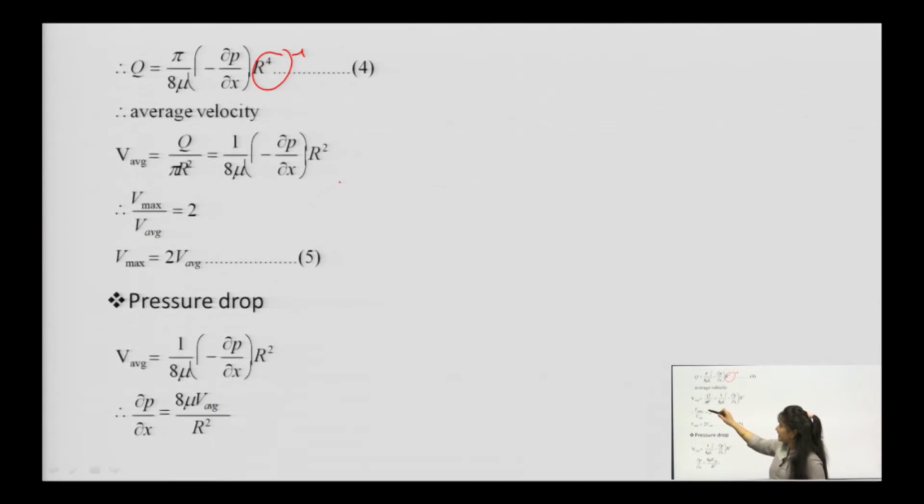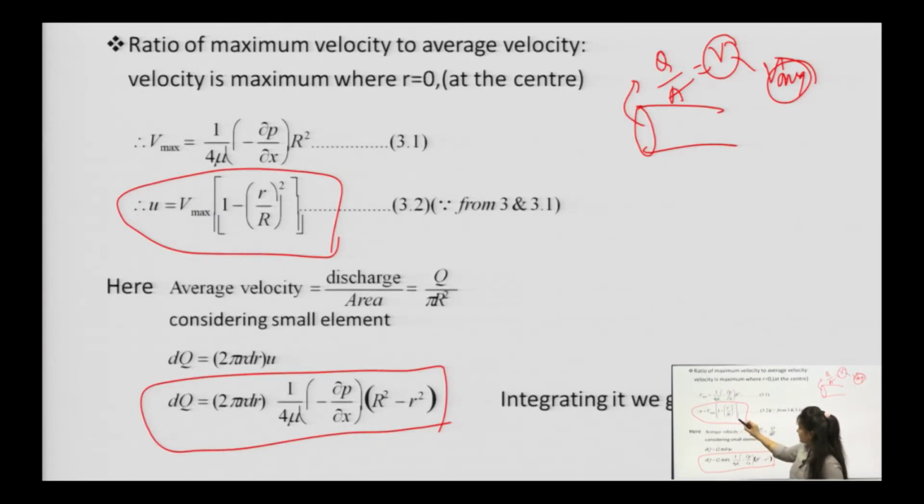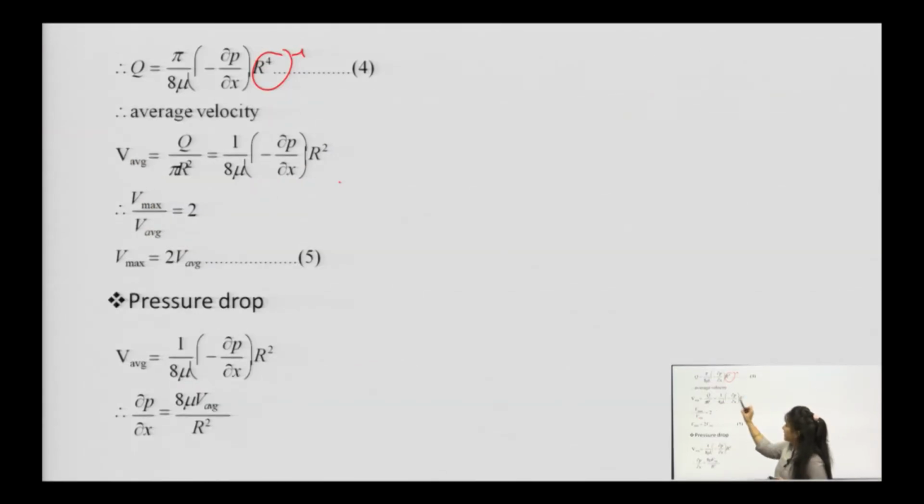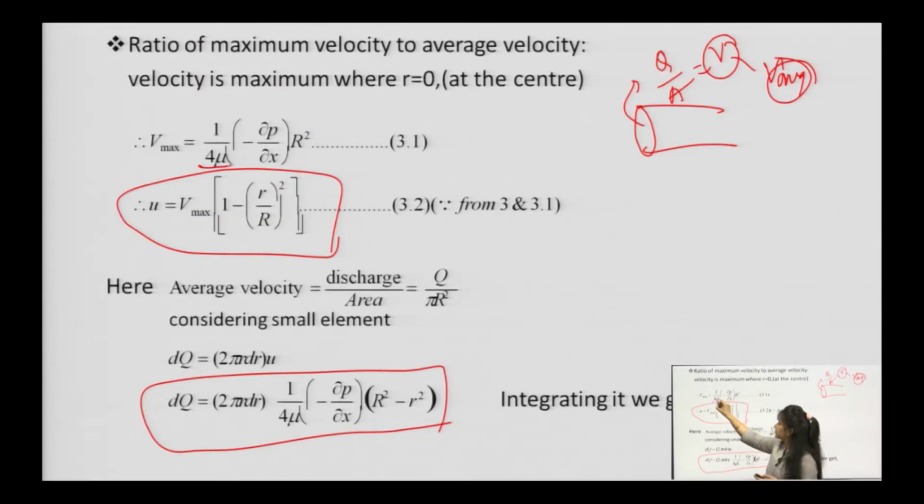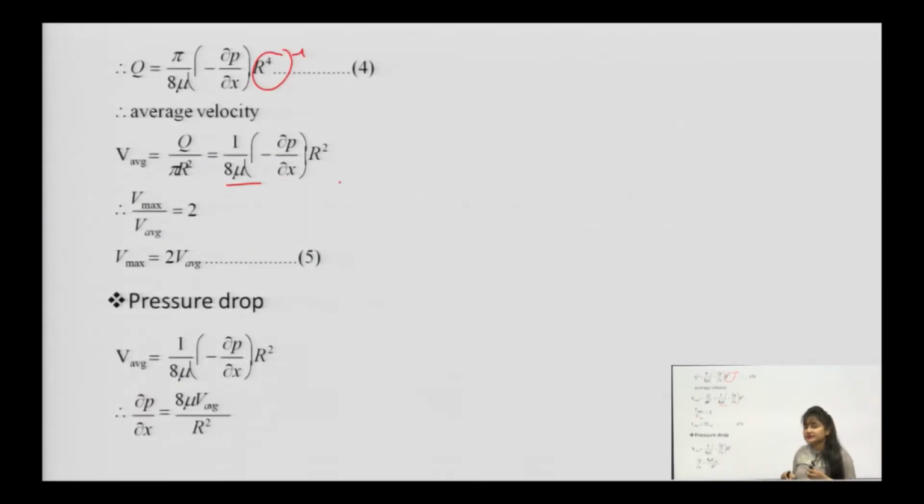Now, V max is nothing but this equation 3.1 divided by V average, and it is nothing but 2. See, it is 1 by 8 over here, and previously you can see it is 1 by 4. The entire expression is the same, and hence there comes a relation. You can see that V max is always twice the average velocity of that pipe.